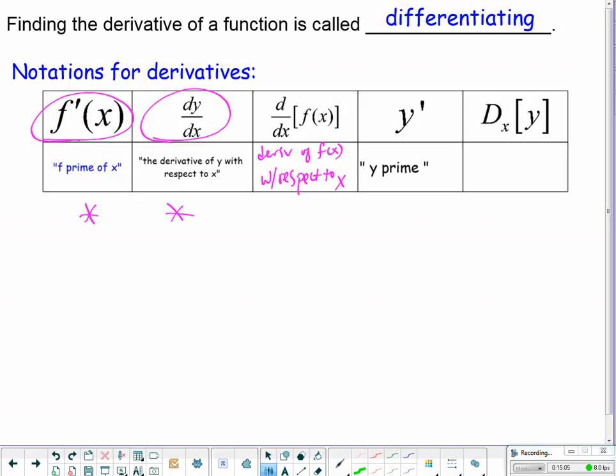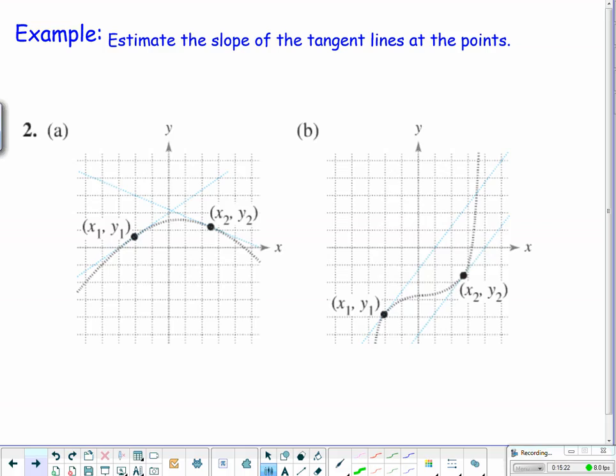Y prime is how I would say this. This is another one that will be very common, that we will use often. This one, not so often. Still, it's just the derivative of some function y with respect to x. So don't be surprised when you see these notations being used.